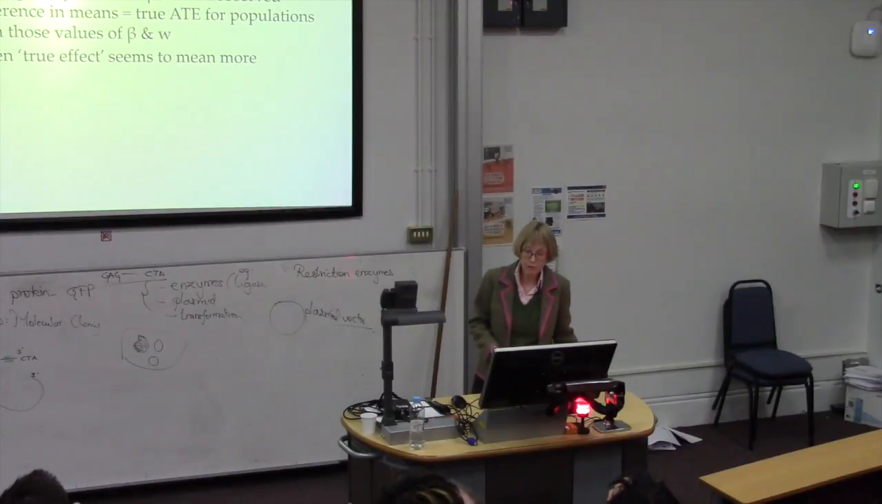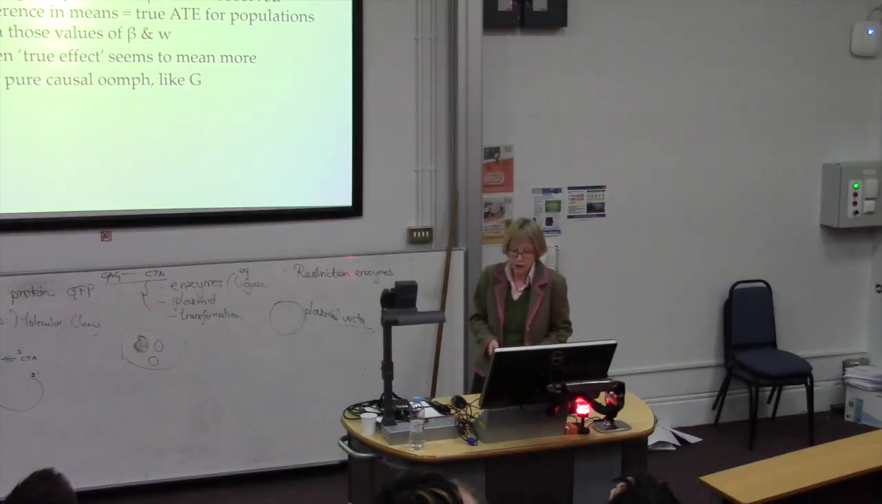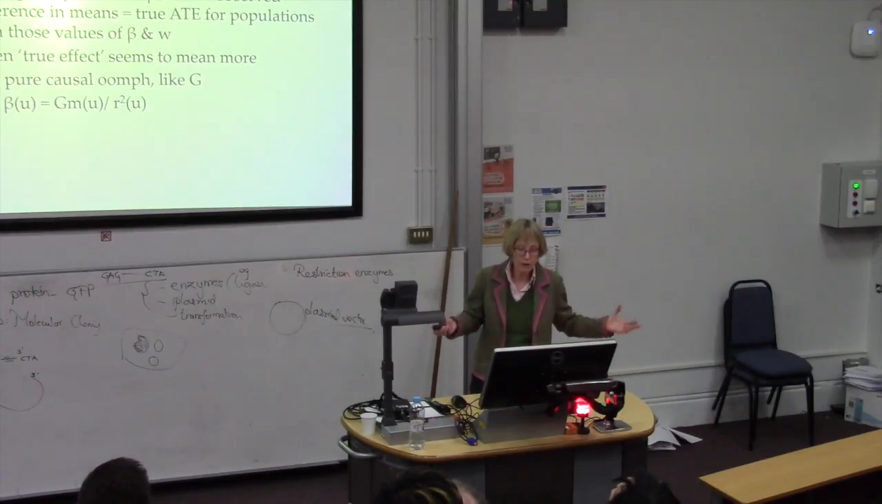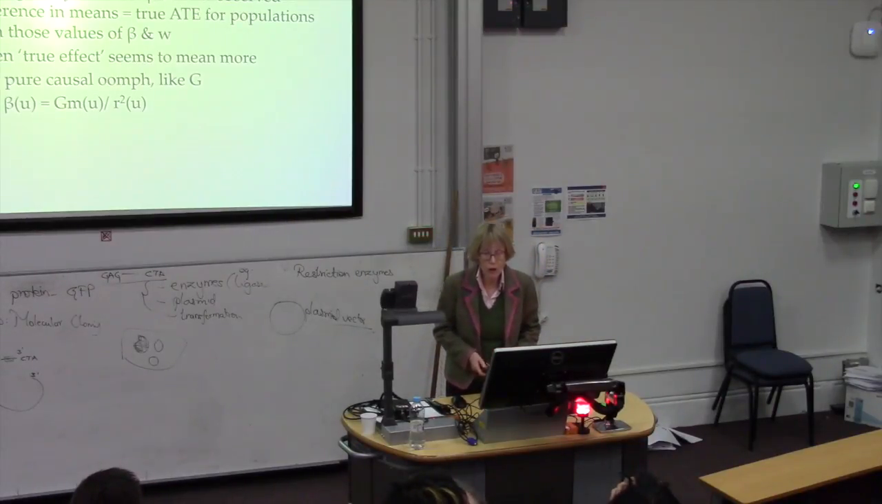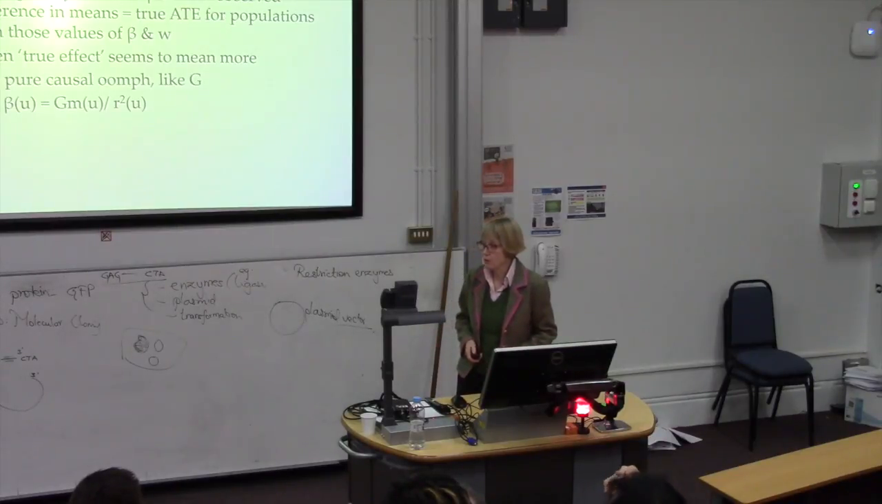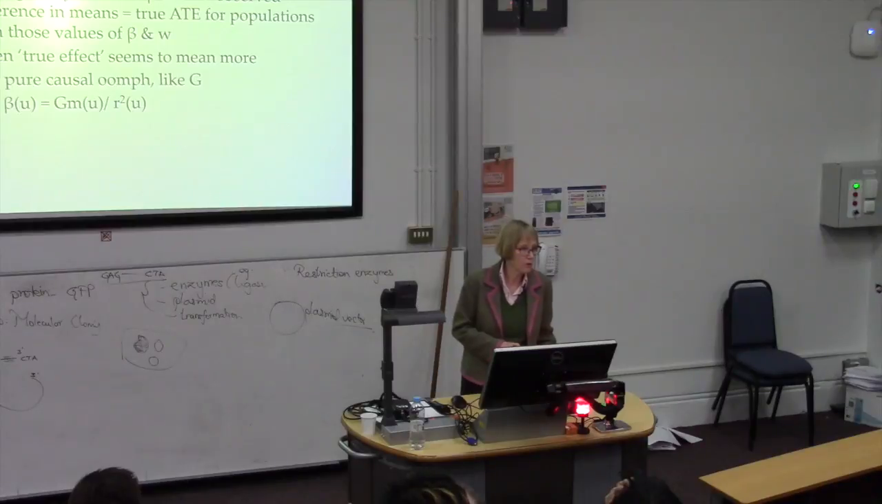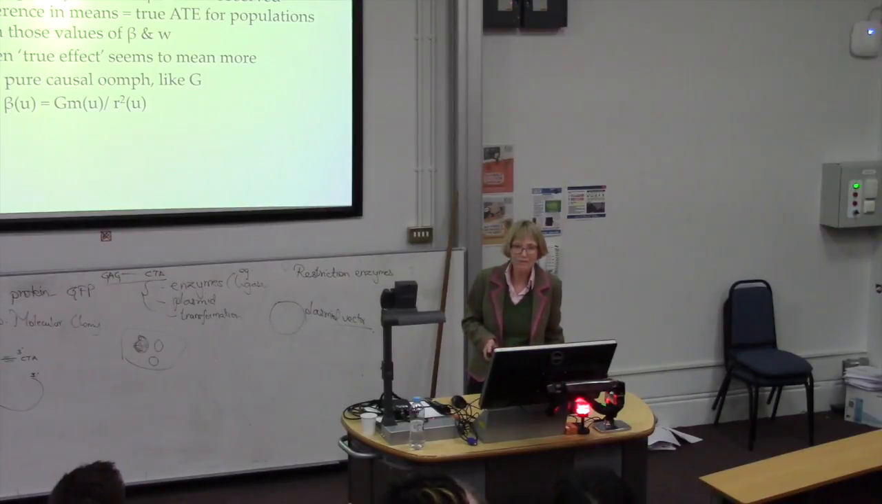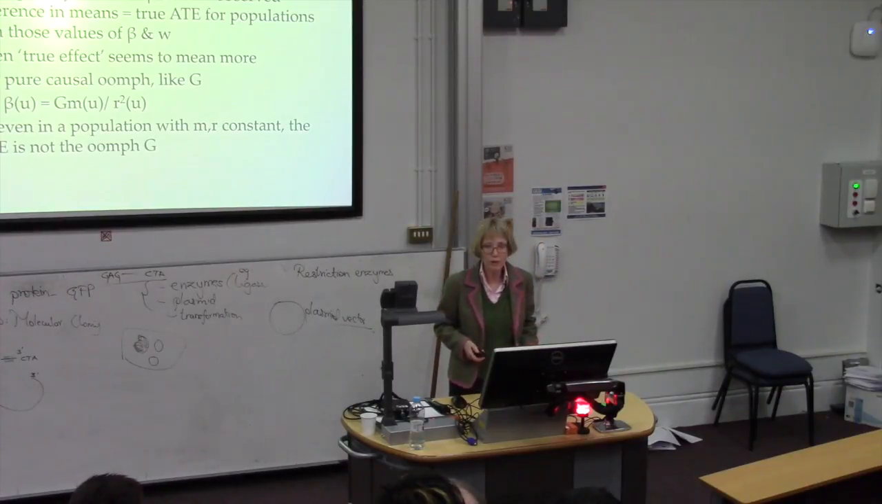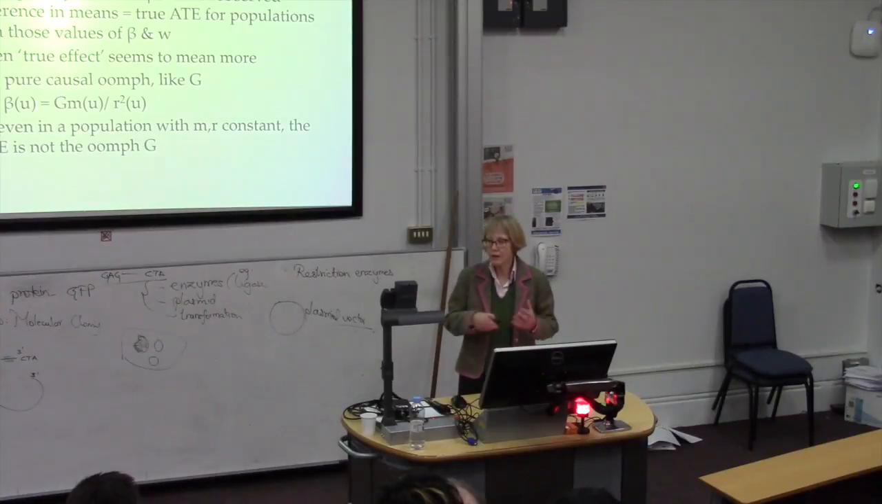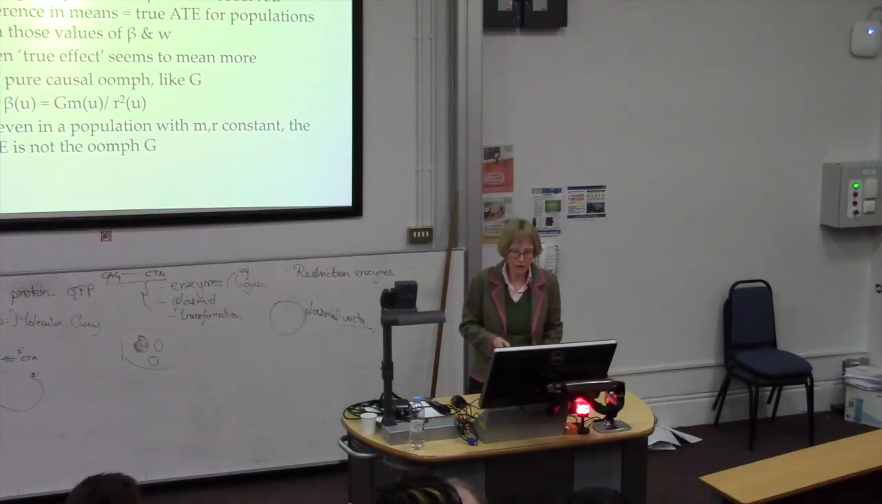But often when people talk about the true effect, what's the true effect? It seems to me more like the pure causal oomph, like G. But remember, beta depends not just on G, but on these other, what I call support factors. Psychologists call them moderator variables, and economists call them interactive variables. I don't know, what do you call them? So even in a population that has m and r constant, the average treatment effect isn't giving you the true causal oomph G, it's giving you a combination of G and m and r.